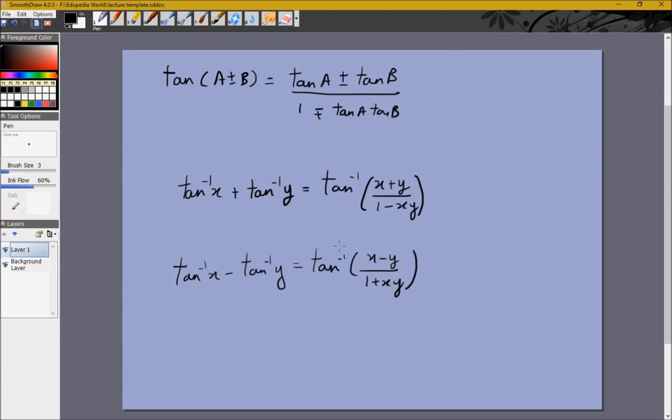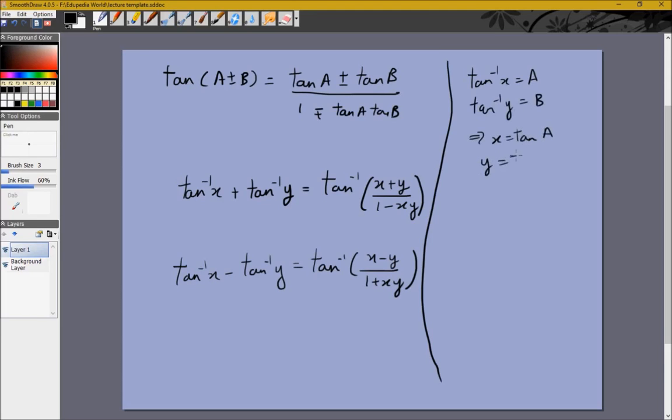Okay, and how do we prove these? I'll just prove one of these. Right. So let's take tan inverse x is equal to a, tan inverse y is equal to b, which means x is tan a and y is tan b.